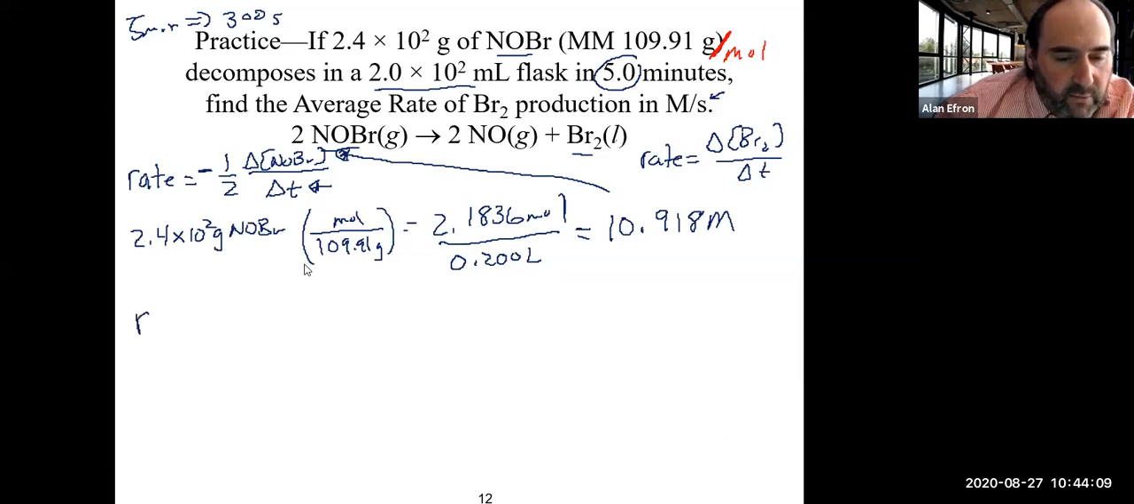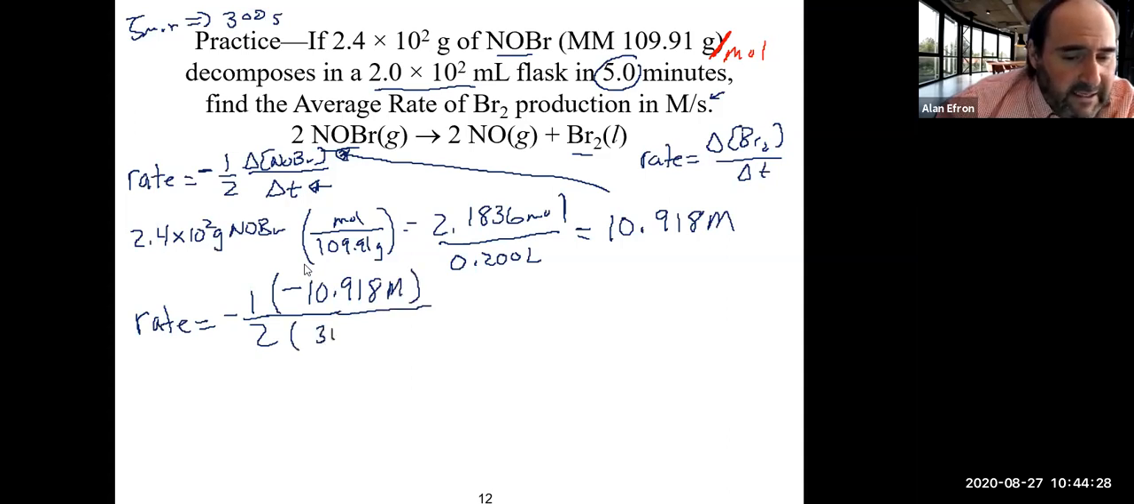So the rate would equal minus 1 over 2. Now the change in the concentration of NOBr, because it's decomposing, is this number. So that would be minus 10.918 molar divided by really our 300 seconds, 300 minus 0 if you want.